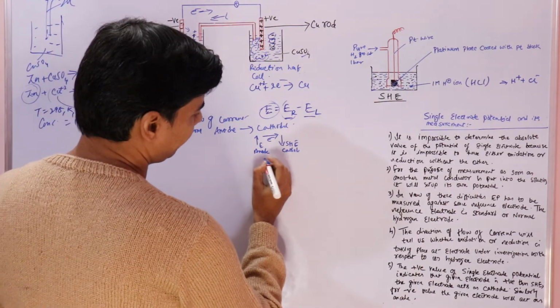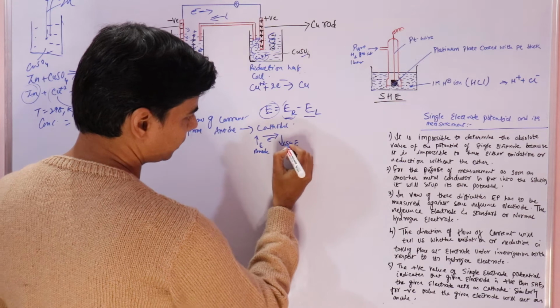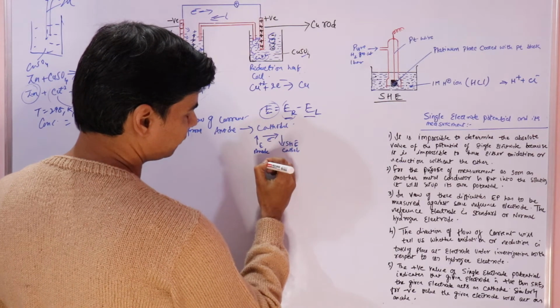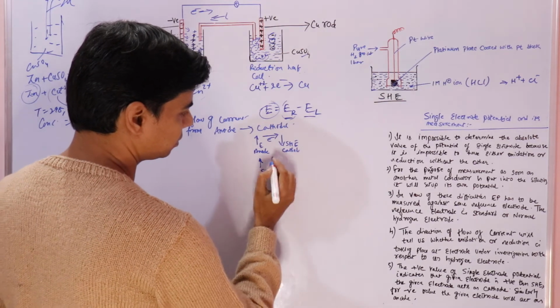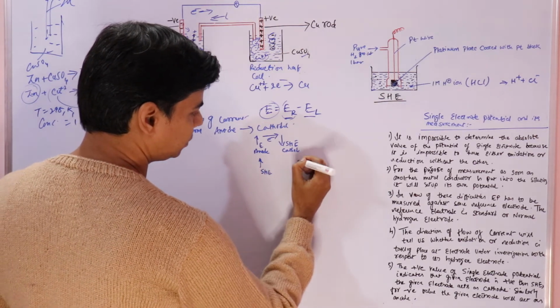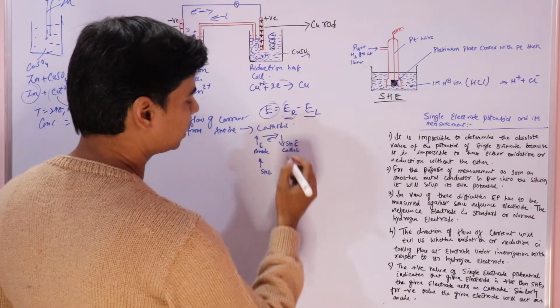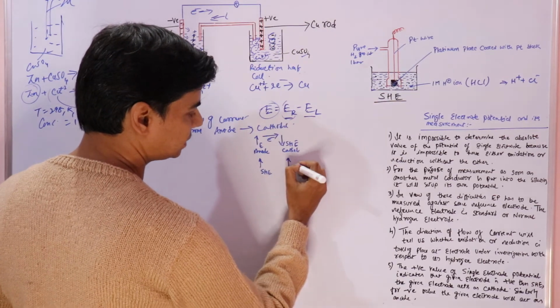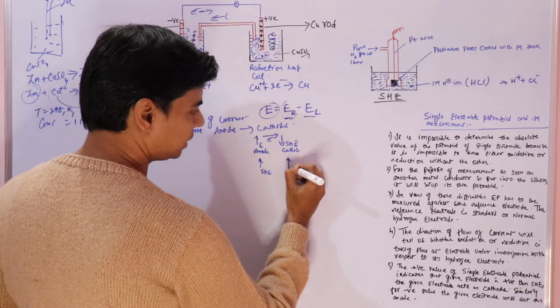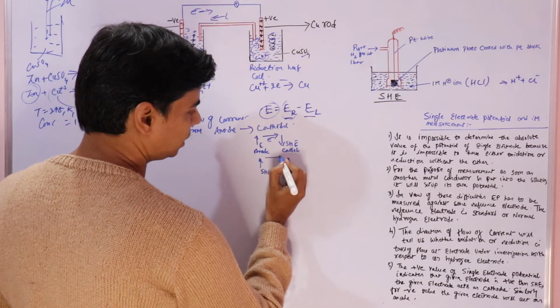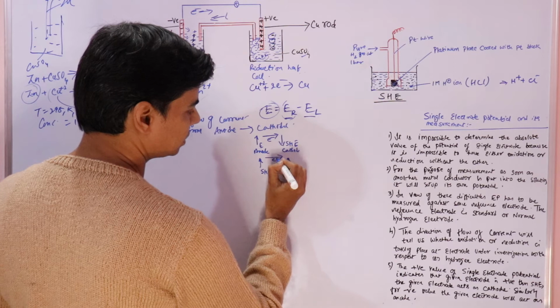And if, say, you have the standard hydrogen electrode in this direction, and you have, say, a copper electrode in the right hand cell, this is your copper electrode, and the direction of flow of current again is in this direction.